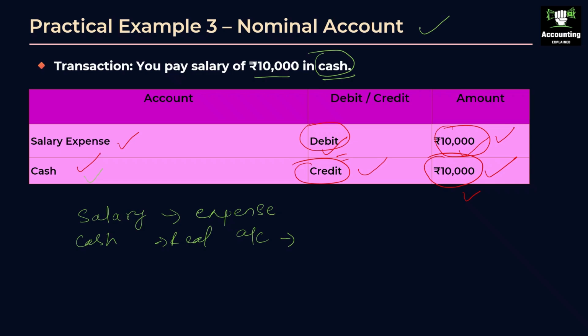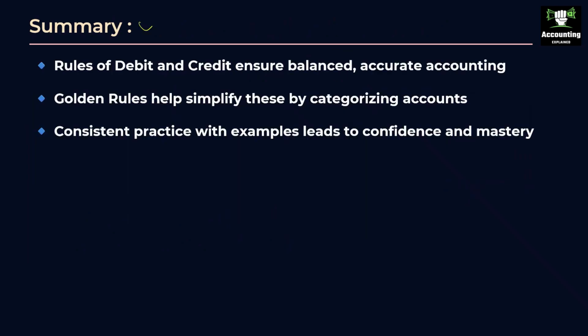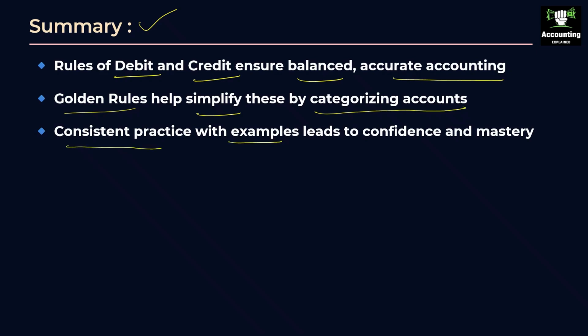Let's have a quick summary of what we have learned so far. We have learned rules of debit and credit and ensure that we have a balanced and accurate accounting. Next, we have learned about golden rules of accounting, which will help to simplify these by categorizing accounts. That is personal account, real account, and nominal accounts. I would sincerely advise you to do consistent practice with examples, which will lead you to be a confident person to pass any journal entry in your exam and get mastery over the subject.